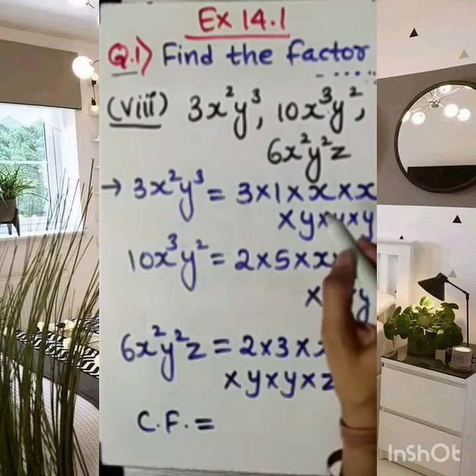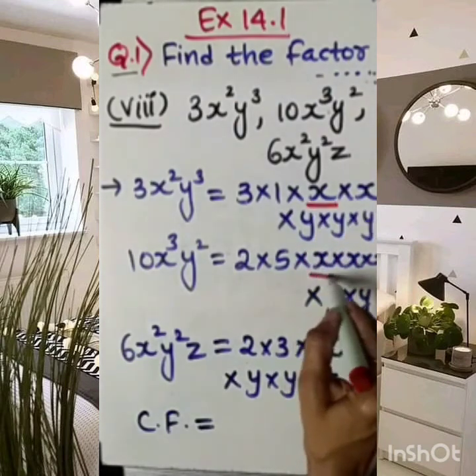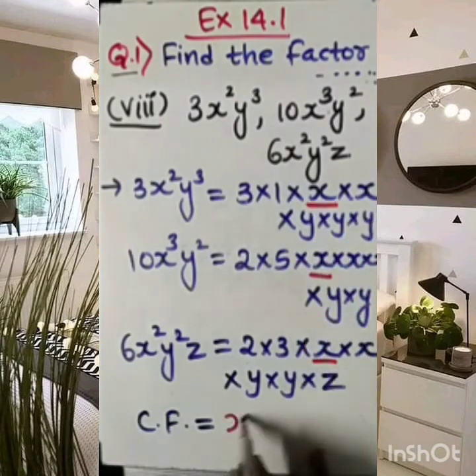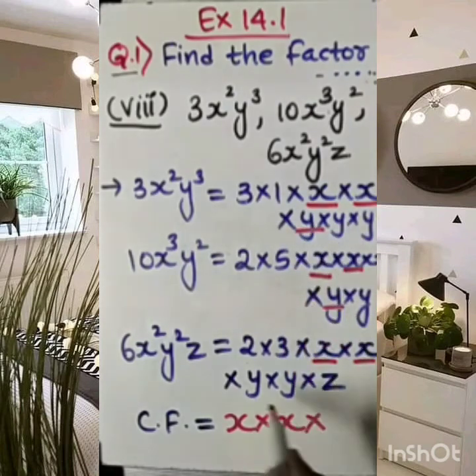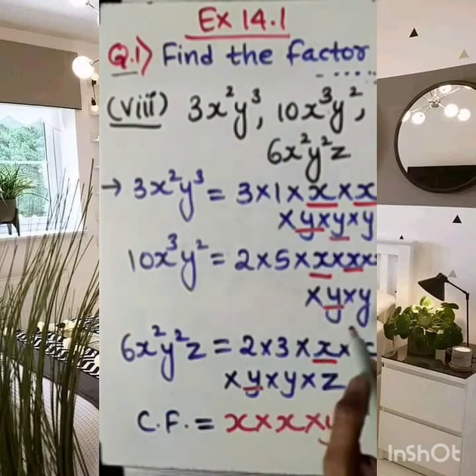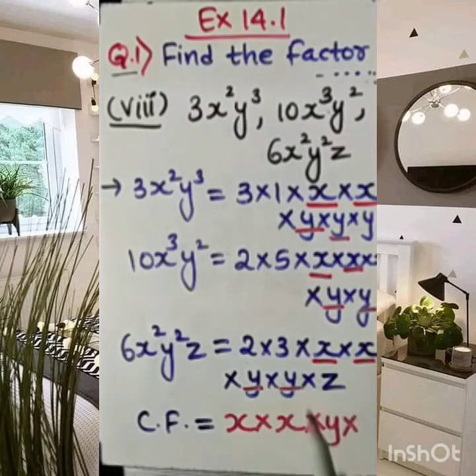Besides this, let's work out on x. X one time, one time, one time. So x is common. Let me write x. Y is common too, one time, one time, one time. So let me write y here. Z is not present in the first and second terms, so nothing common there. This much is only common.